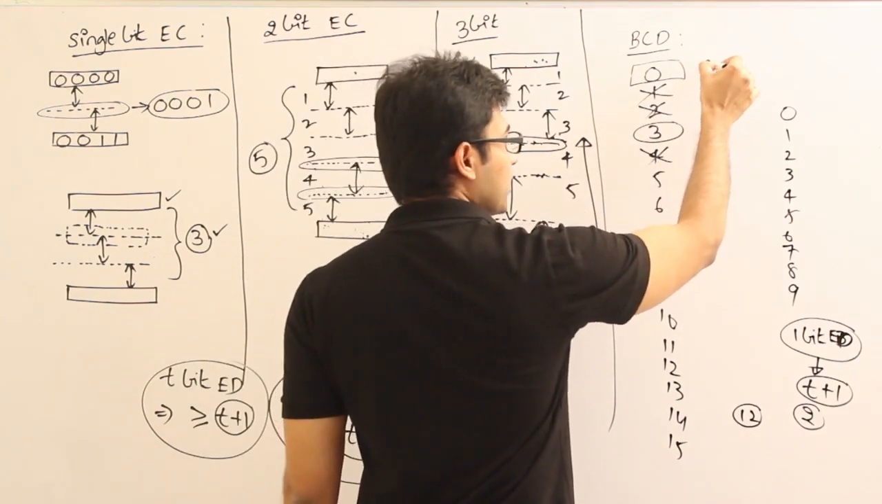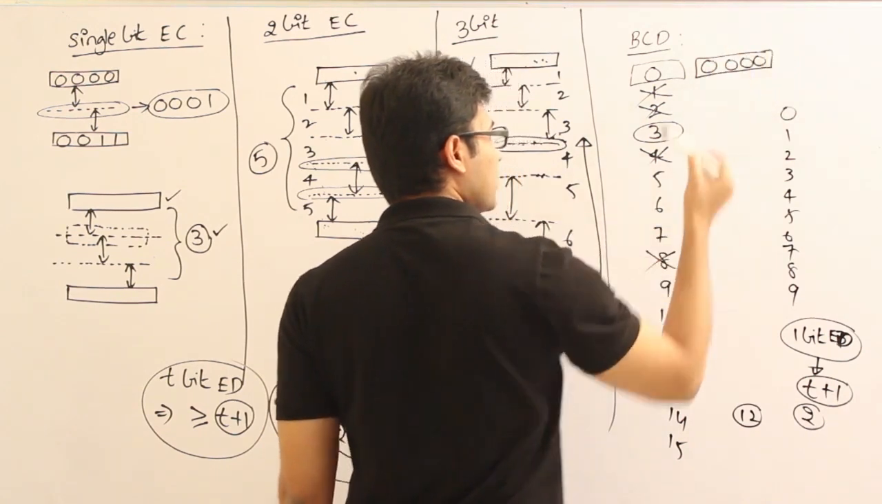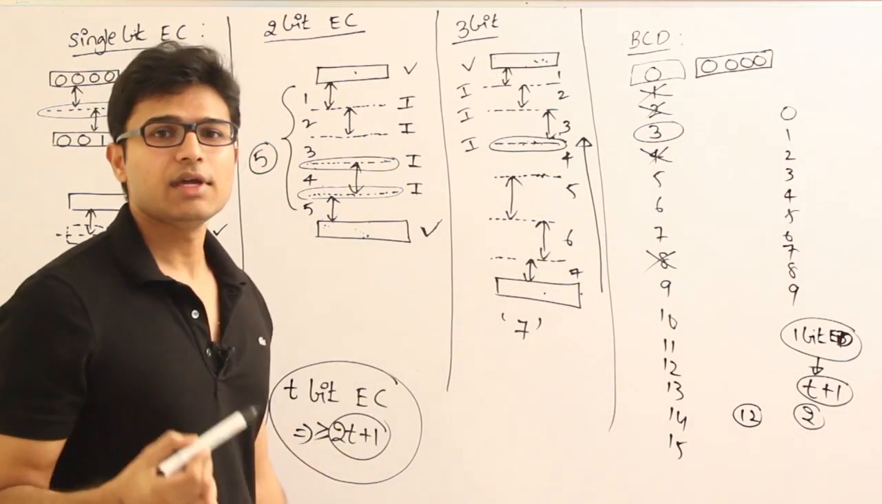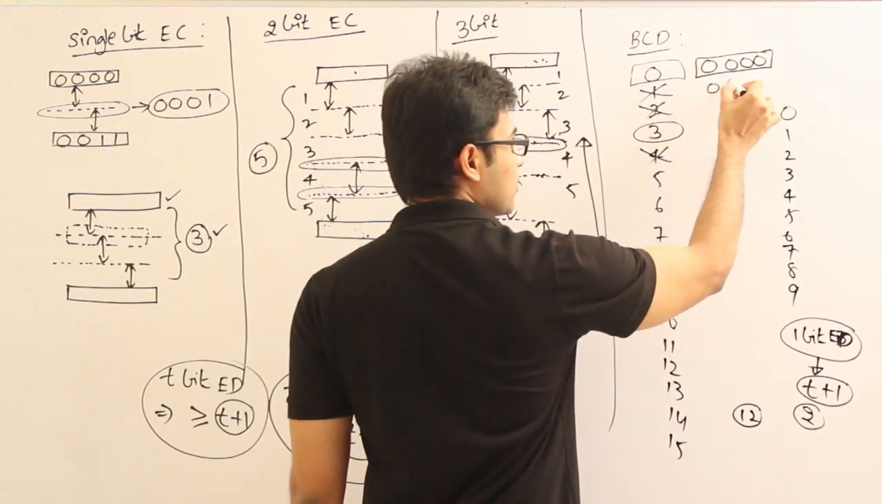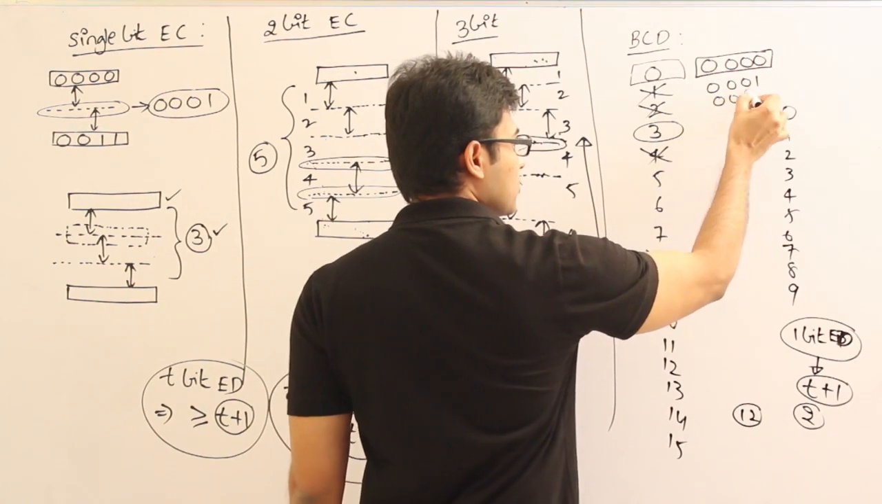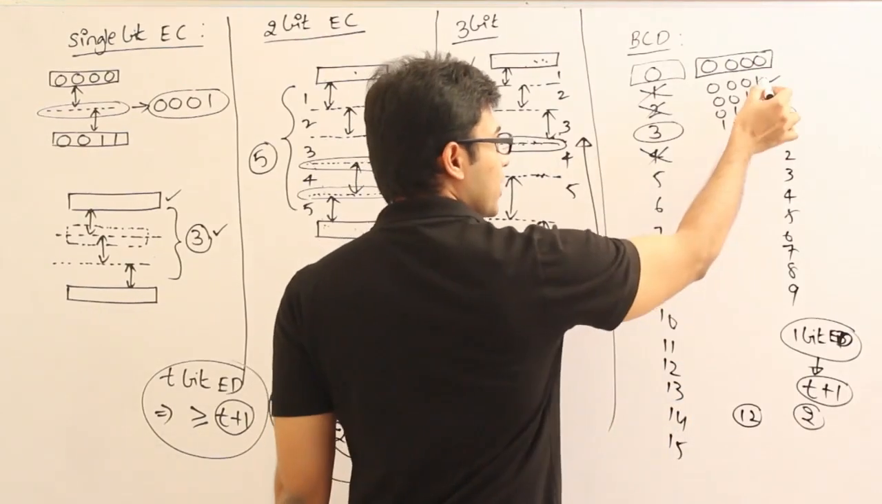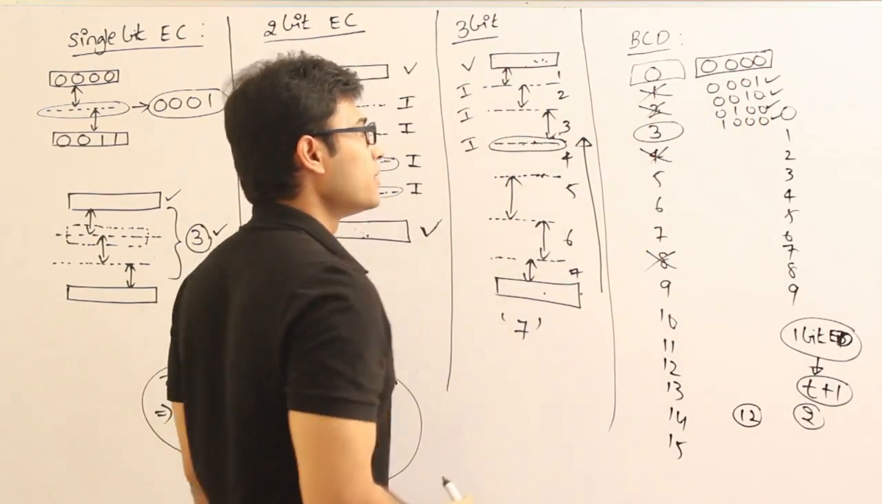I think you got how I got this. If you take 0000 as a valid pattern, then any pattern which is at a unit distance from it cannot be any other valid pattern. So what are the patterns which are at a unit distance from this? 0001, 0010, 0100, 1000. It is 1, 2, 4, 8. Therefore 1, 2, 4, 8 have to be eliminated.